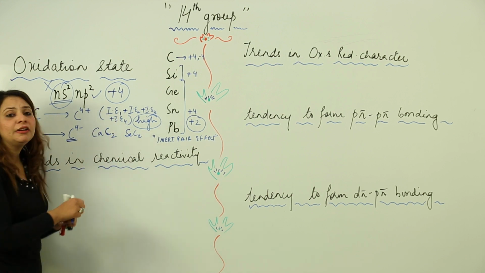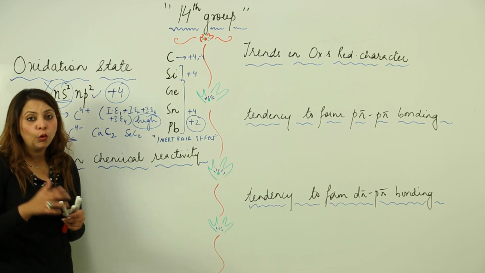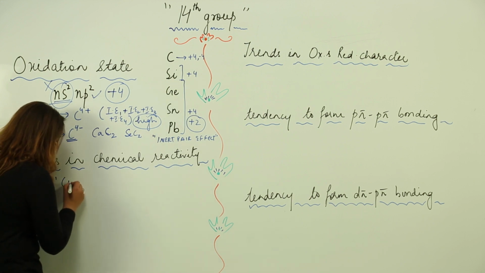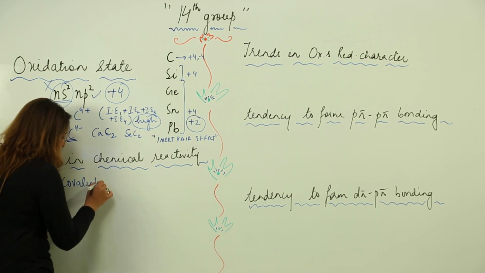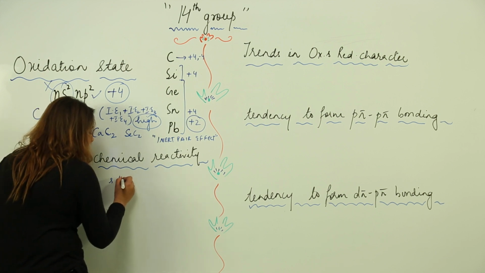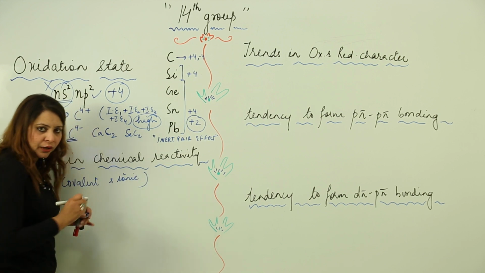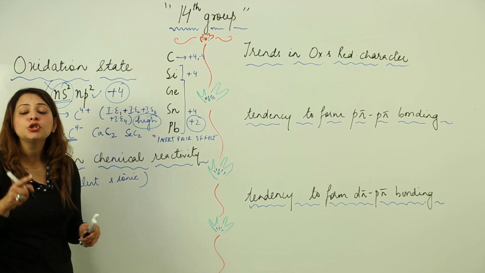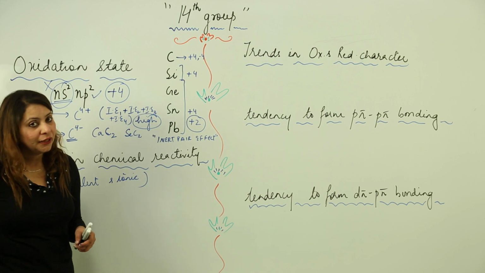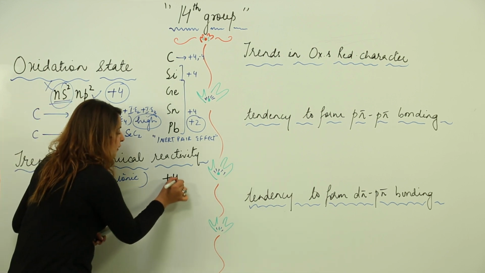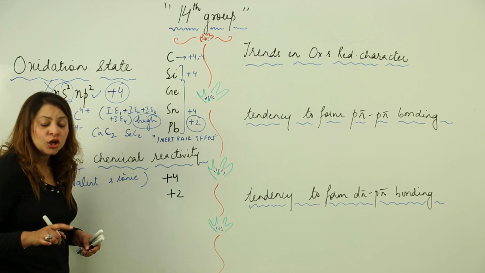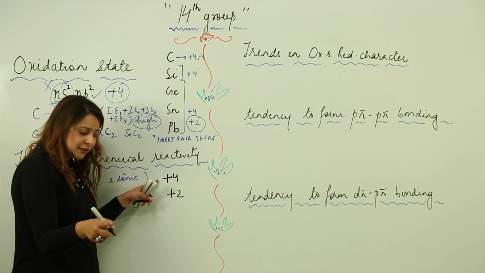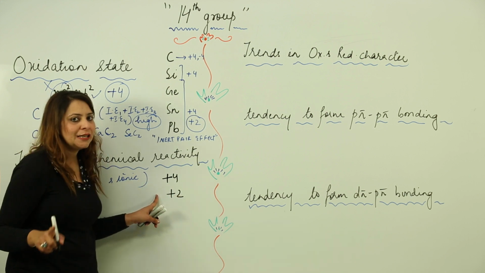Now moving on to the trends in chemical reactivity, that is, what type of bonding they actually show. We have seen that some of these group members show covalent bonding and some show ionic bonding, right. But what type of bonding they show depends upon which oxidation state they are making use of. As you know, their oxidation states are +4 and +2. So it depends on whether they are making use of +4 when combining with some element, or they are making use of +2.